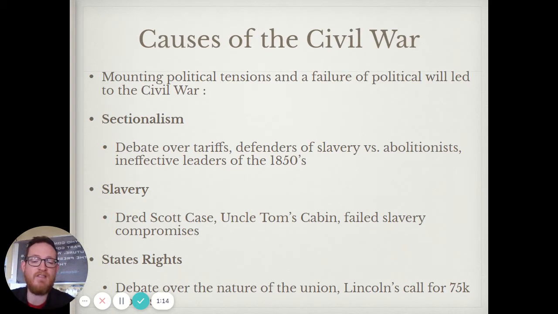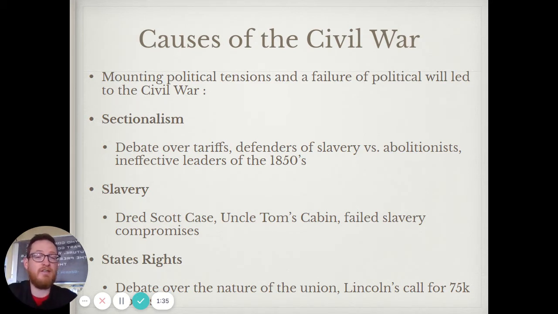So, causes of the Civil War. I like to boil down the causes of the Civil War to the three S's. I can't claim this as my own. I actually had a professor in college that used the three S's when talking about the Civil War. And I really liked it because it incorporates all of the many different factors of the Civil War.